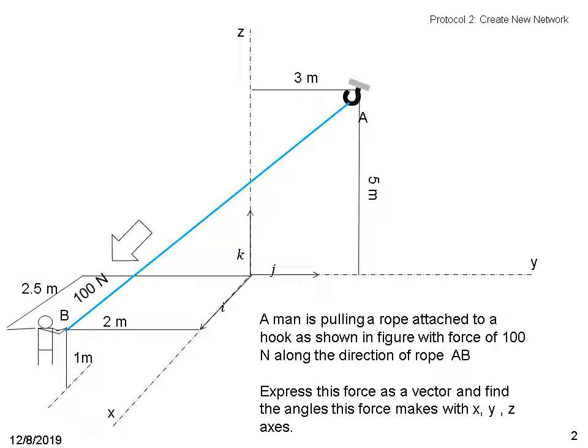The location of the hook is in the YZ plane, 5 meters from the y-axis and 3 meters from the z-axis. B is located 2.5, -2, and 1 meters respectively from the x, y, and z-axis, as shown in the figure.